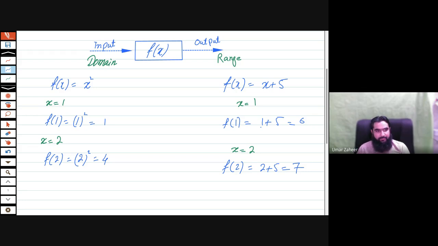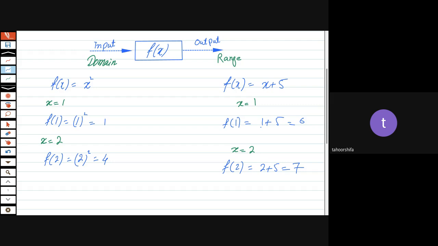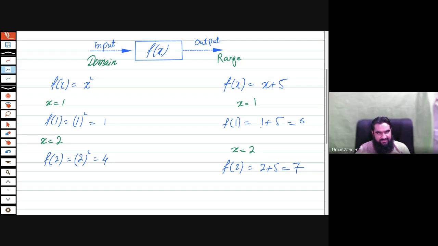Any question? I just want to be sure that in a function there are specific values that you can substitute. You are not able to substitute all the values, and after substituting the same value, it depends upon the function; the output is going to be a different one.